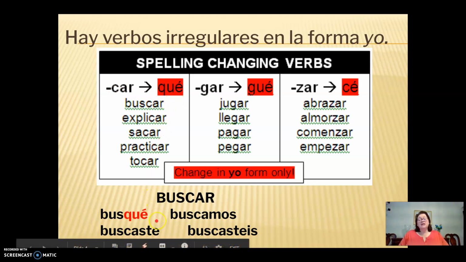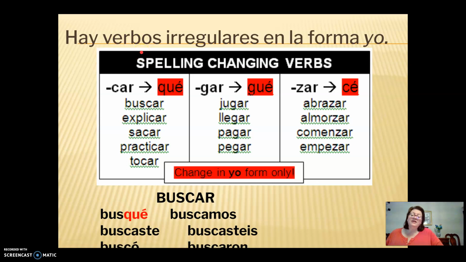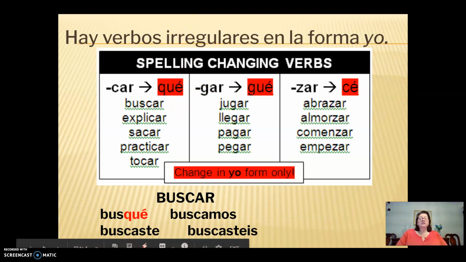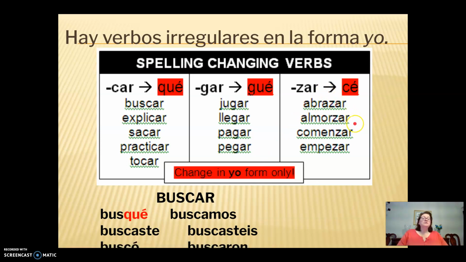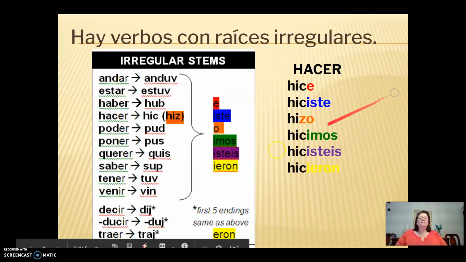So yo busqué, tú buscaste, nosotros buscamos, vosotros buscasteis. You can see that it only changes in that yo form. Same thing with the letter G for GAR verbs and the letter Z in verbs like abrazar, almorzar, comenzar, empezar. Again, I've got to change that Z to a C to keep the correct pronunciation of that word.